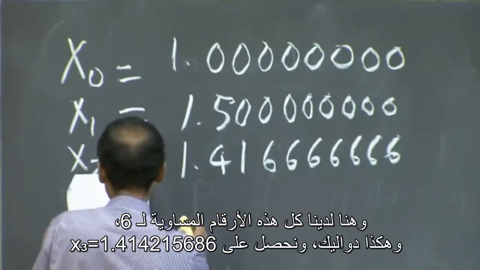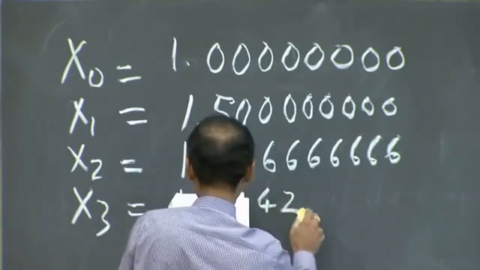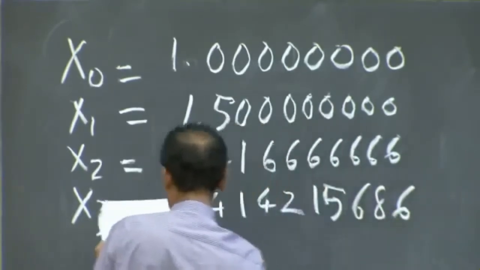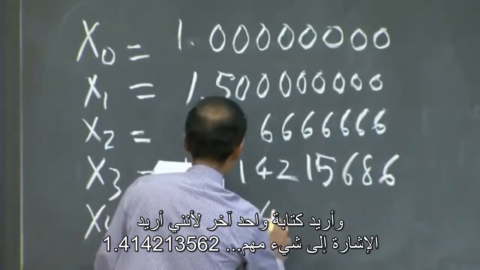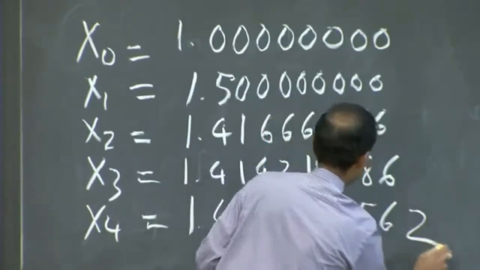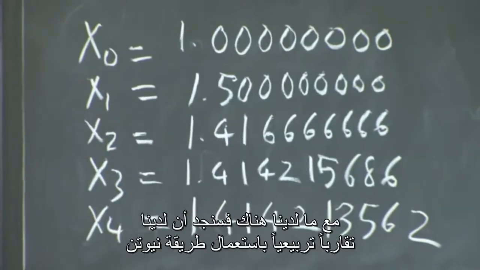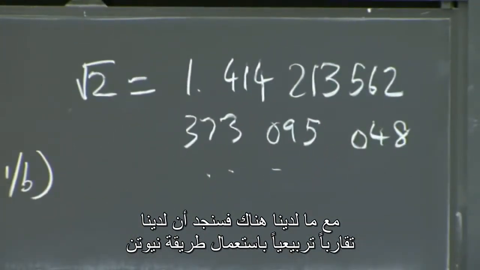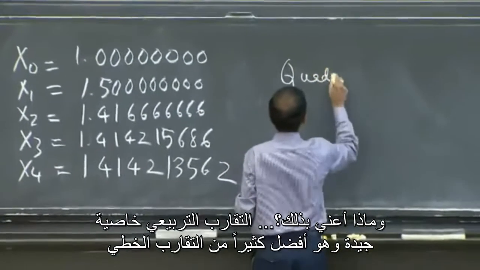And you keep going, and you get x2 equals 1.4142 15686. And I want to write one more because I want to point out something that's important. 1.4142 13562. And what's nice about this, if you compare it with what you have up there, is that you have quadratic convergence using Newton's method. Okay, and what do I mean by that? Well, quadratic convergence is a nice property.